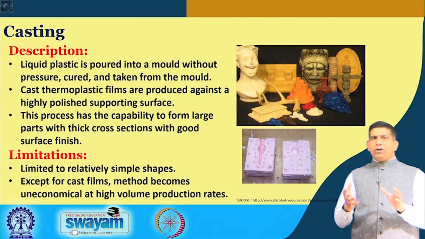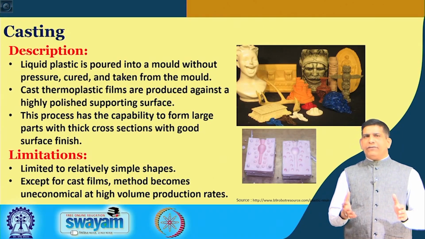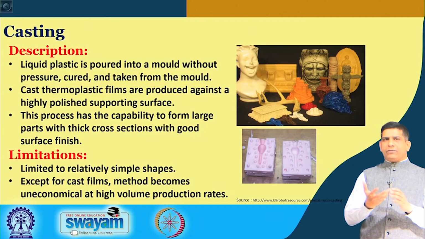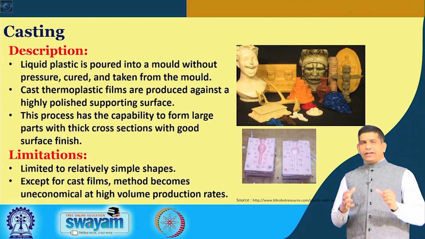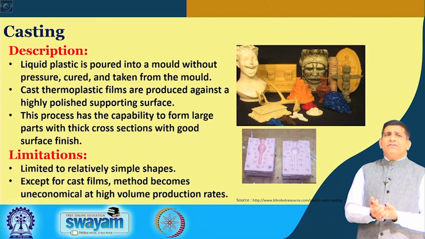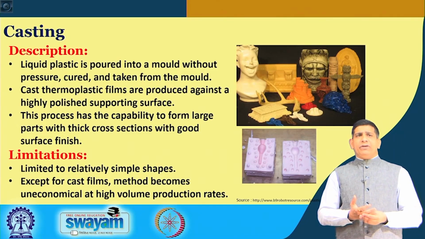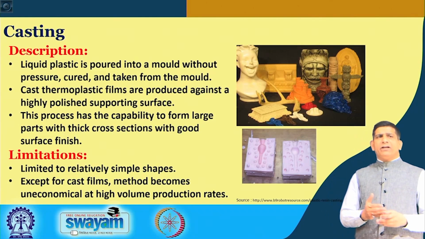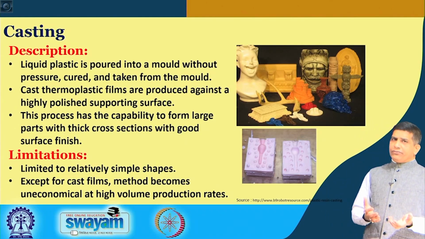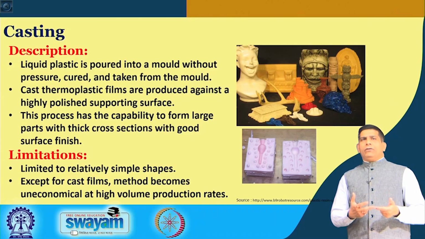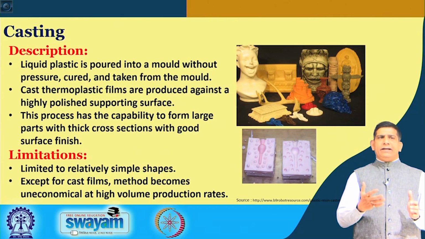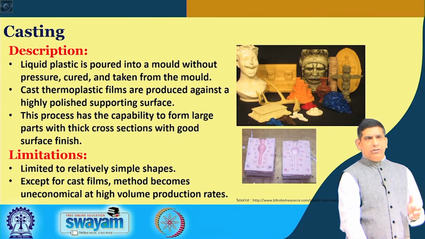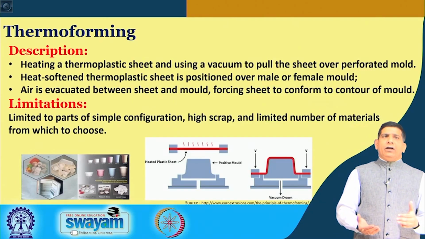So, since the mold is already predefined, the shapes of the material of that particular mold are already predefined. It has a certain limitation, you can make it for certain types of simple shapes. Except for cast films, the method becomes uneconomical at high volume production rate. So, for certain material it works fine, but in general a high volume production rate is required, otherwise it becomes uneconomical. So, we need to produce a large amount of that.